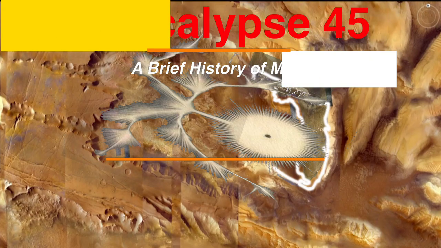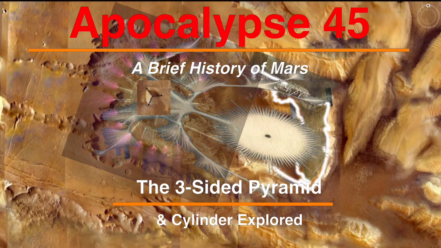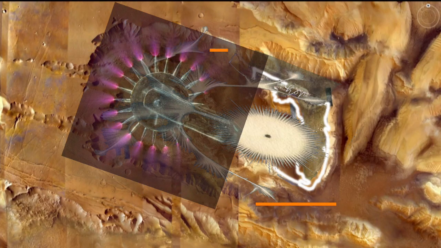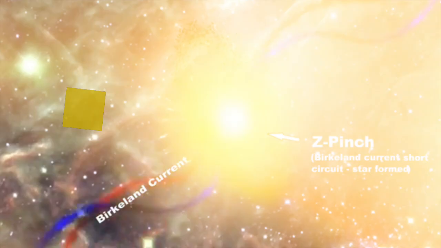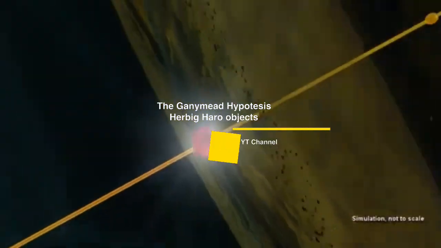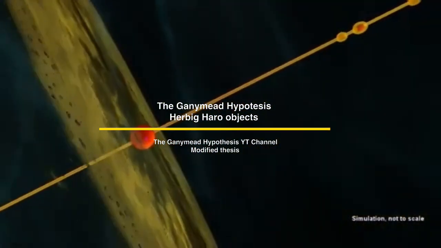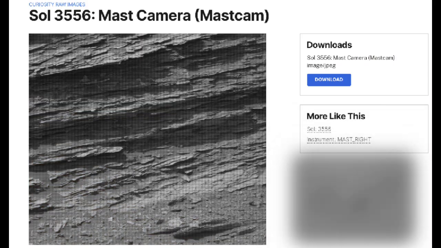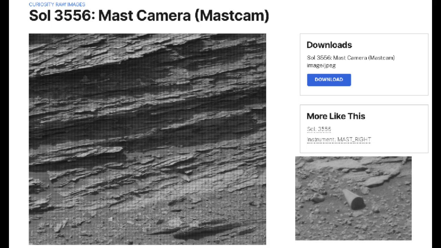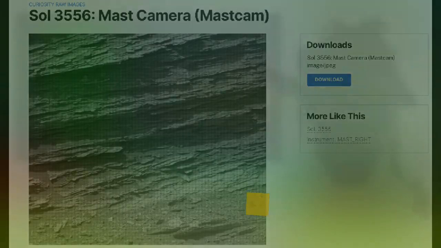And welcome to Apocalypse 45, a brief history of Mars, the three-sided pyramid, and the cylinder explored. We're going to start with a brief history of Mars because to understand Mars is to understand the proper orientation of planetary formation as it relates to Venus, Earth, and Mars. And we're going to do that by looking at an image snapped of the surface of Mars by the Curiosity Rover right around the same location as the purported cylinder of Mars.